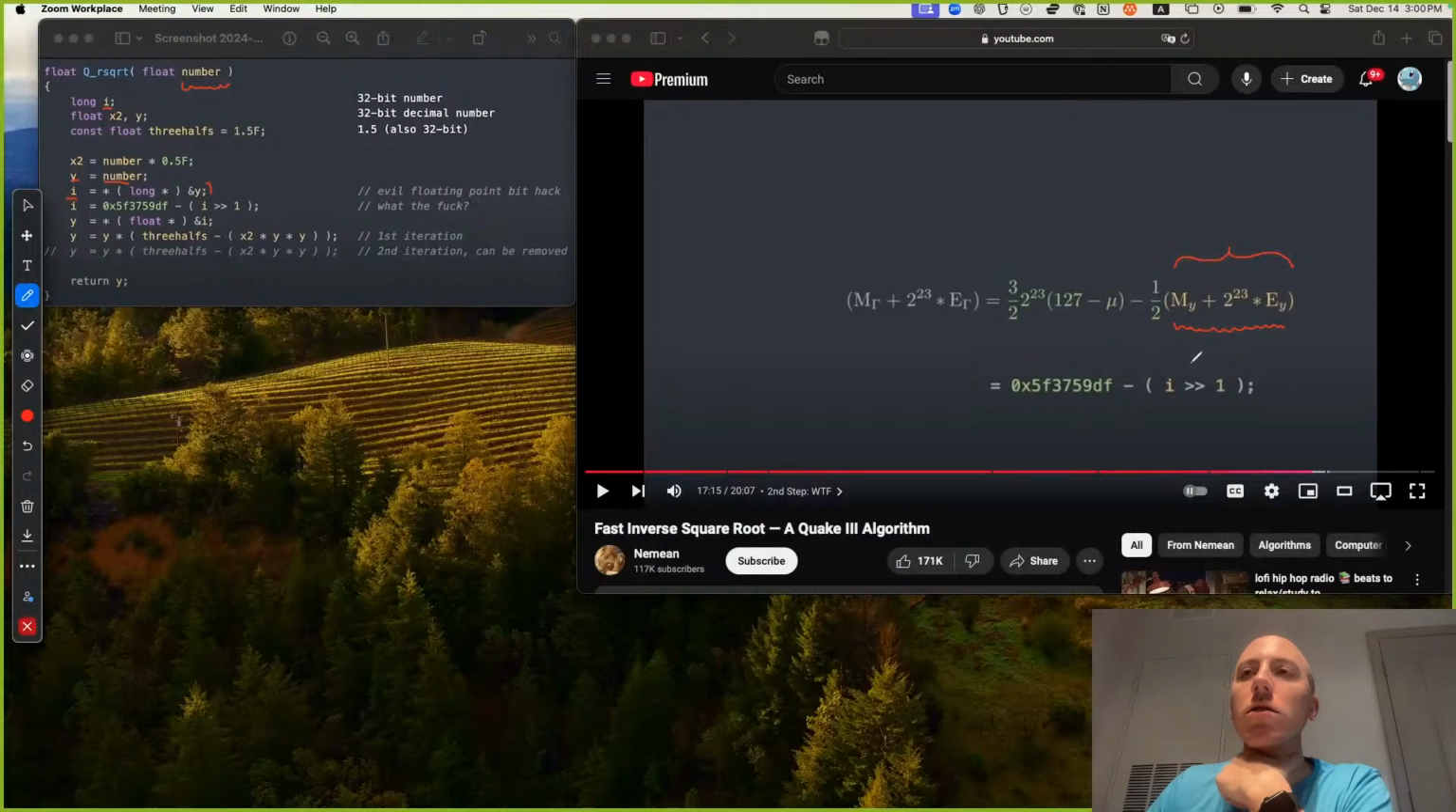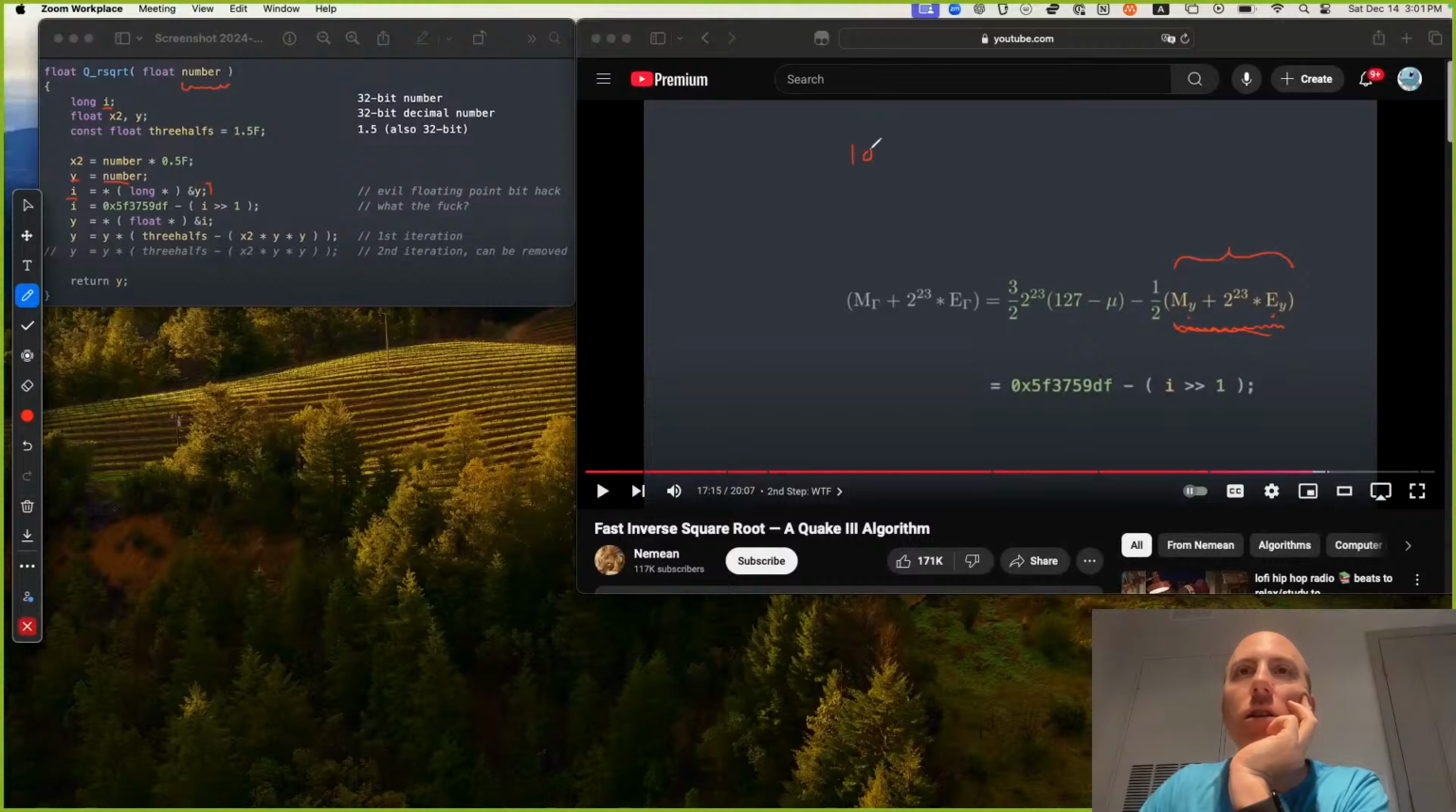And I'm getting a little confused because it seems like he's conflating the two, because we were just supposed to divide Y by 2. But this isn't even Y right here. This is just the mantissa of Y, and this is just the exponent of Y. So this isn't actually Y. So yeah, I'm just confused.